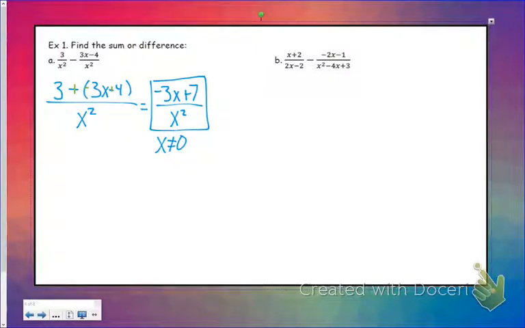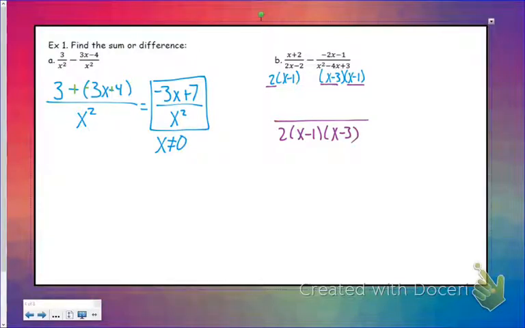All right, so let's look at B. This one's going to be a little harder to find the denominator for. What you're going to want to do to find your denominator is to factor. If I factor the left, I get this. If I factor the right, I have this. And the tops won't factor. So now I can see my common denominator. My common denominator is going to be 2x minus 1 and x minus 3. That's going to give me every factor that I have at the bottoms.